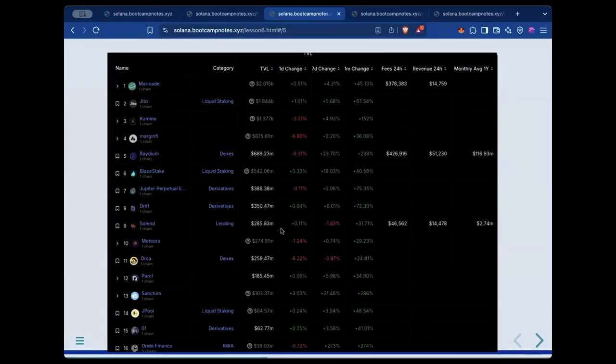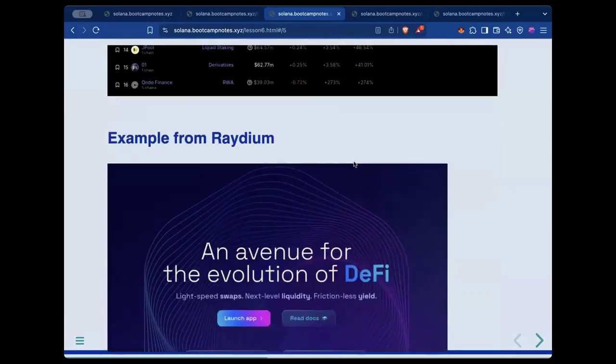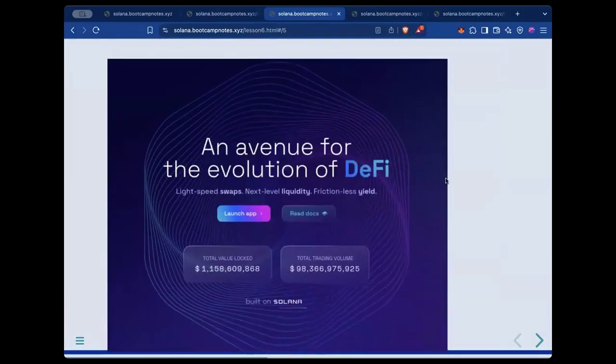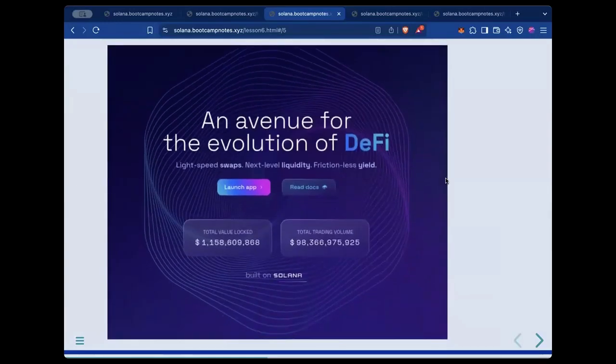So we have things like DEXs, stable coins, lending, liquid staking, real world assets, etc. So there's quite a mix and quite a lot of projects. I've got some details of a few of these here. One of the early ones, Raydium, started out doing a decentralized exchange and then evolved, added more.